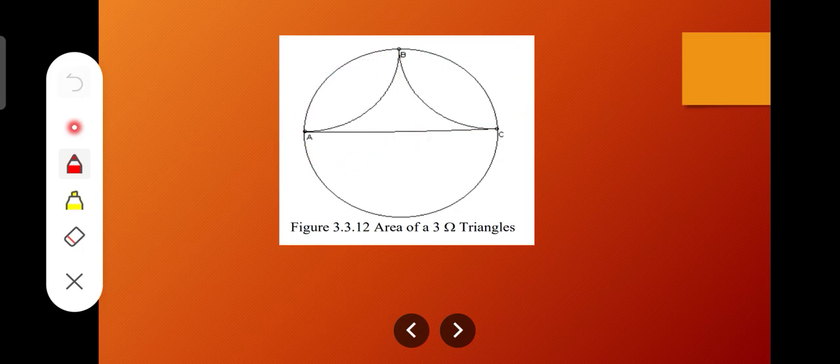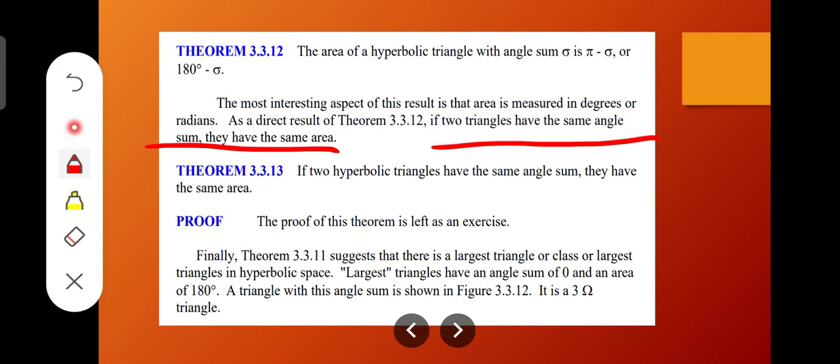First, the statement of theorem 3.3.13. In theorem 3.3.13, if two hyperbolic triangles have the same angle sum, they have the same area. So, in theorem 3.3.13, if two hyperbolic triangles have the same angle sum, or the sum of their angles is the same, therefore their area is the same.